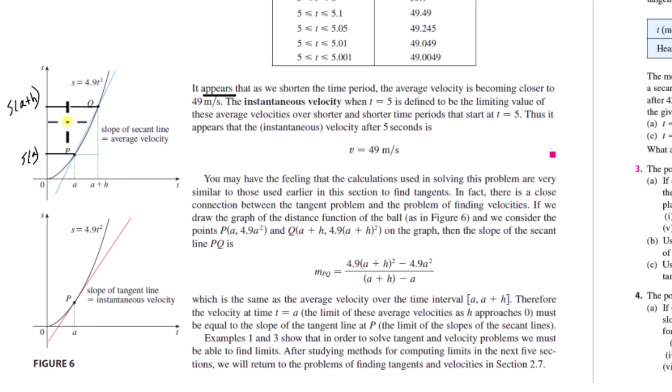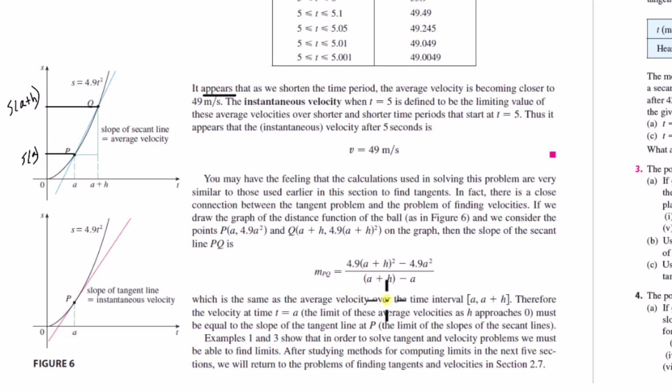Then you can actually evaluate S of A. So S of A is 4.9 A squared, and S of A plus h is 4.9 times (A plus h) squared. And you can write out the equation of the slope of the secant line that goes through P and Q, as shown here, right? And this is the same as the average velocity over the time interval from A to A plus h. Therefore, the velocity at an instant in time, t equal to A, is just the limit of these average velocities as h approaches 0, as h gets extremely close to 0.